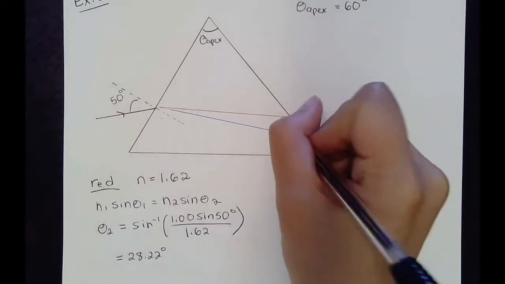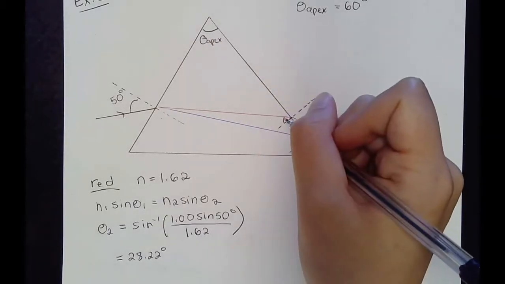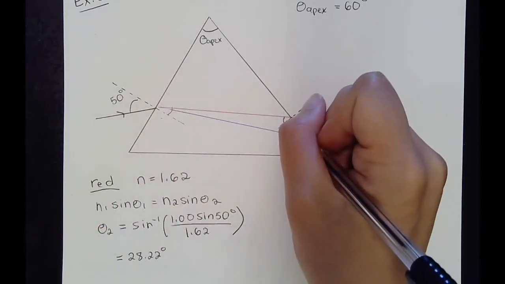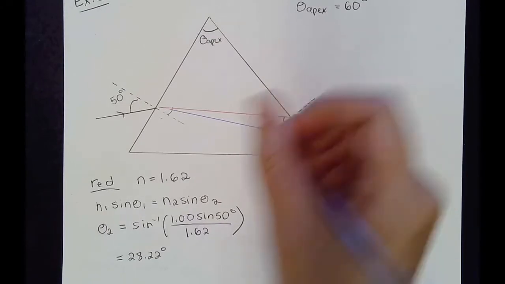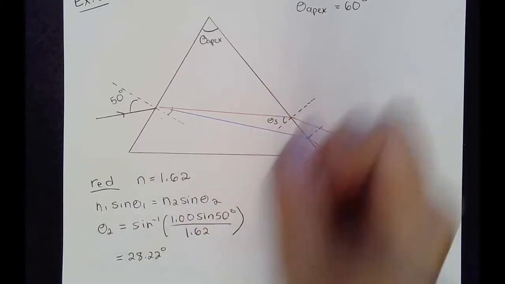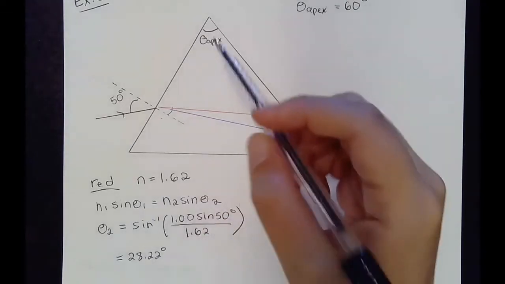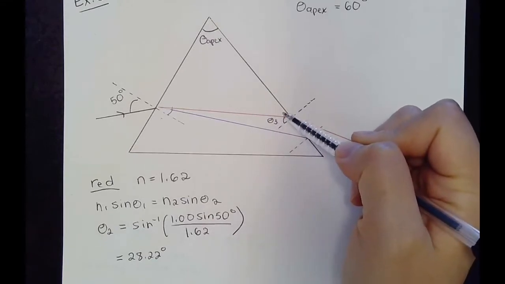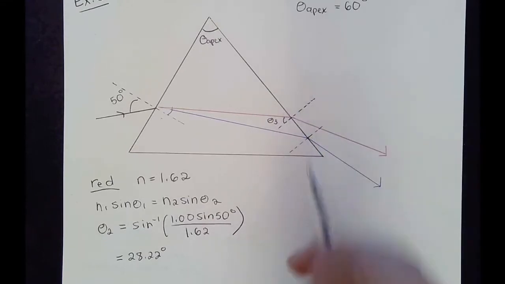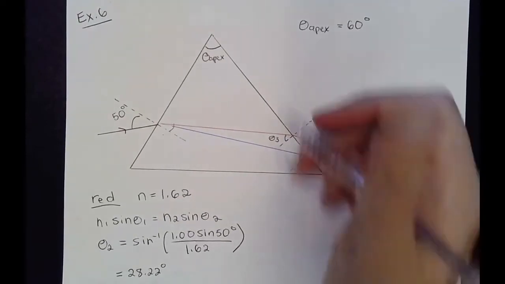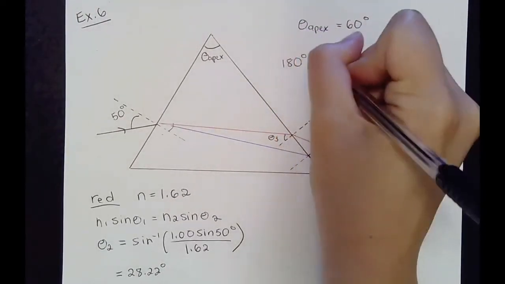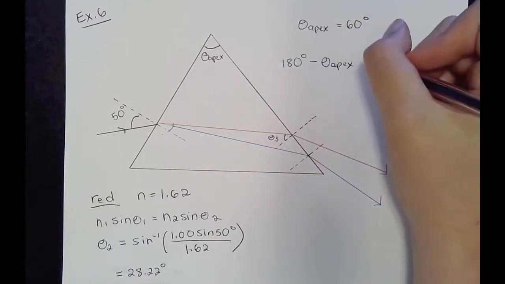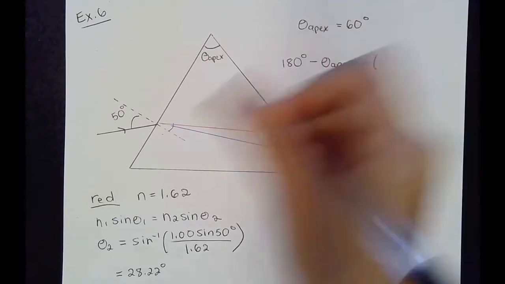And so I'm going to need this angle in here. So this angle I've called theta 2. Let's call this angle over here theta 3. So we want to find theta 3. What we can do is look at this triangle at the top and use the relationship that all the angles in the triangle have to add to 180 to find that angle. So we'll have 180 degrees minus the apex angle. The apex angle is at the top of the prism here. And then minus this angle here.